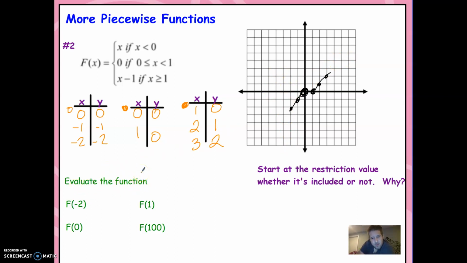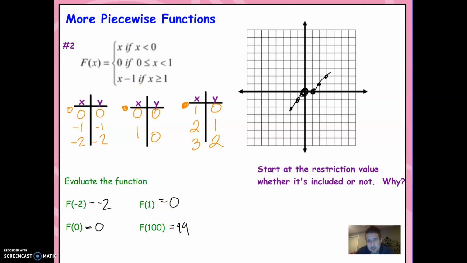So the key to evaluating the function is that I have to first determine which piece I have to use. So f of -2. I look at the restrictions. I see that -2 is less than 0. So I put -2 in for x, and I get -2. Next, I need to figure out which piece f of 1 is. F of 1 is in this constraint because it's or equal to. So 1 minus 1 is 0. F of 0 would be in the middle constraint. So that means the answer is 0 because anything in this range is 0. Keep in mind it could be decimals. And f of 100 would be in the last one, and 100 minus 1 is 99.